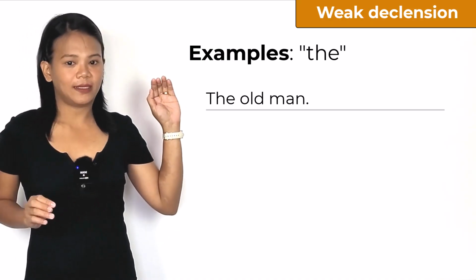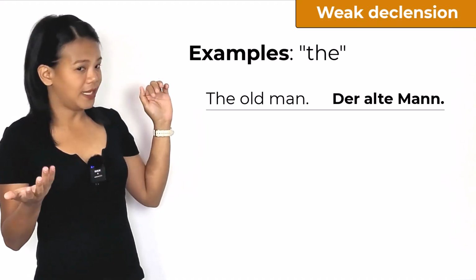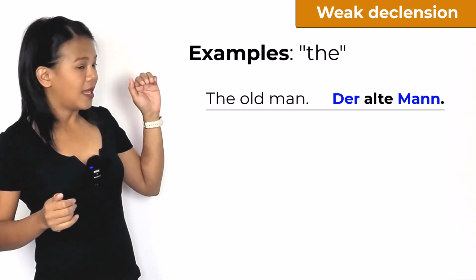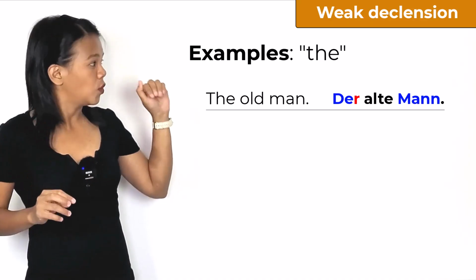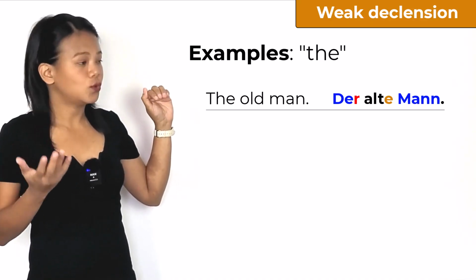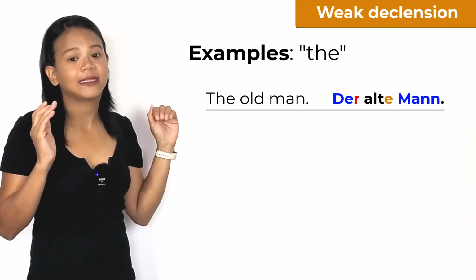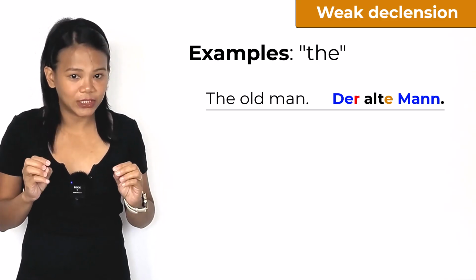The old man is der alte Mann. We say der because our noun man is masculine and der is the strong declension form. Then we add E to the adjective alt, so it becomes alte. That E is the weak declension.